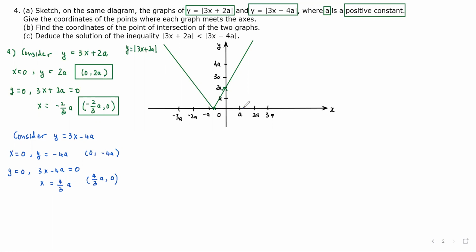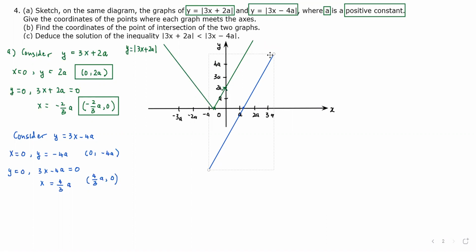4 over 3a and 0 is here, and we have negative 4a, but the graph must be reflected upon the x-axis. So we know that the graph goes down like that. And these two lines must be parallel. Look at this: y equals 3x plus 2a and 3x minus 4a. The slopes are the same, which is 3.